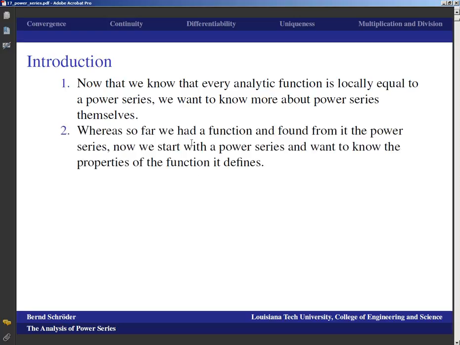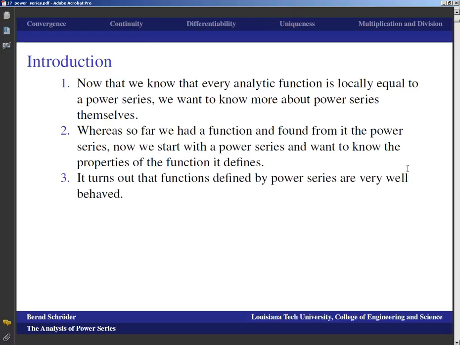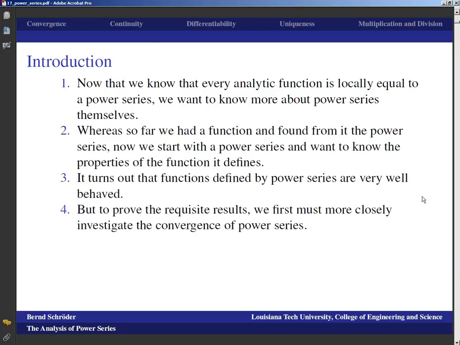Okay, so far we had a function and found from it the power series. Now we're going to start with the power series and want to know the properties of the function that it defines. So that is a switch in point of view. And it turns out that functions defined by power series are very well behaved, and that is really one of the reasons why complex analysis is so strong, because of course analytic functions are locally equal to their power series.